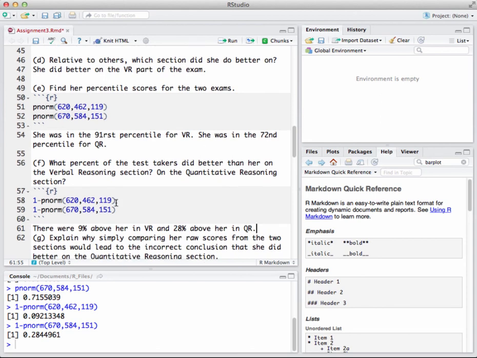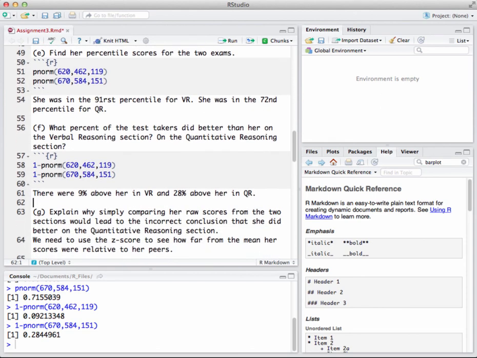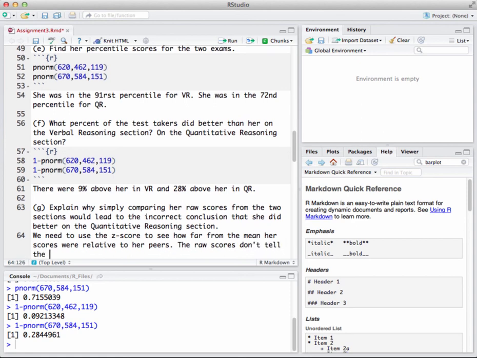All right. So last but not least, they say explain why simply comparing the raw scores from the two sections would lead to the incorrect conclusion that she did better on the quantitative reasoning section. I already actually answered this one. It says we need to use the z-score to see how far from the mean her scores were relative to her peers. The raw scores don't tell the story. In other words, they don't take into account the mean and the standard deviation of the distributions of which she got her scores.